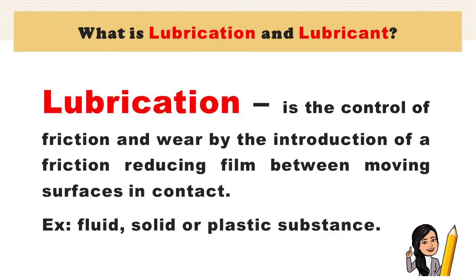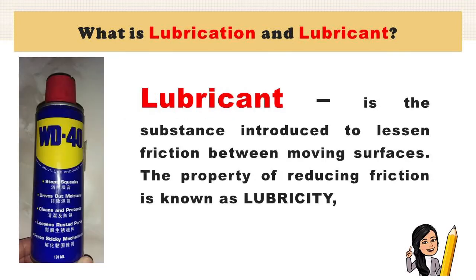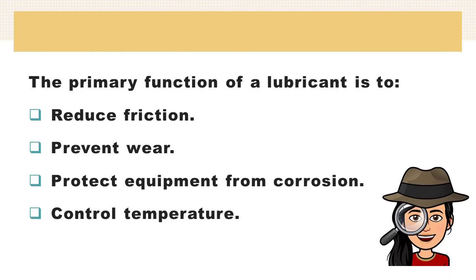What is lubrication and lubricant? Lubrication is the control of friction and wear by the introduction of a friction-reducing film between moving surfaces in contact. For example, this can be a fluid, solid, or plastic substance. While lubricant is the substance introduced to lessen friction between moving surfaces. The property of reducing friction is known as lubricity. The primary function of lubricant is to reduce friction, prevent wear, protect equipment from corrosion, and control temperature.